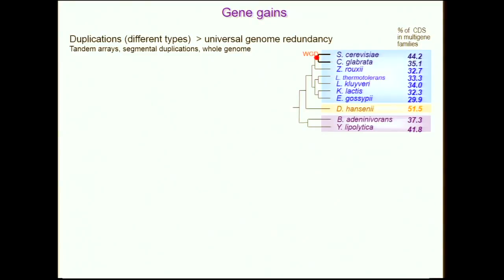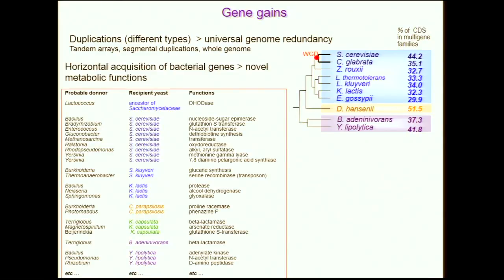Evolution, nature, does not think the same way as an engineer would to create a novel genome. It's a very different way of thinking, because the genes are constantly duplicated and constantly lost. And the next way to gain genes is horizontal gene acquisition.